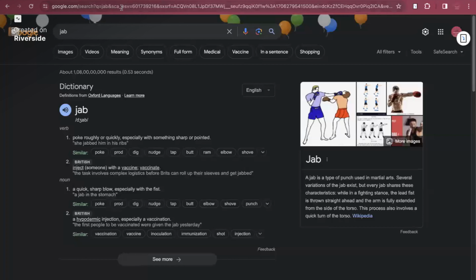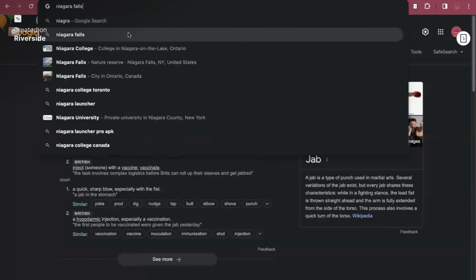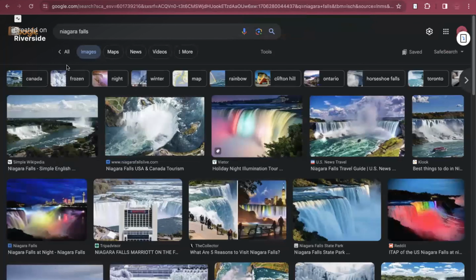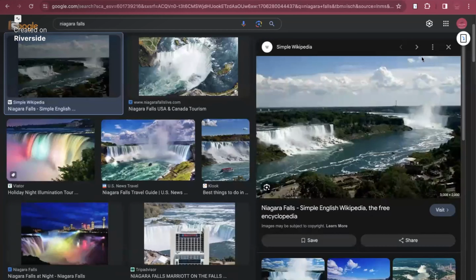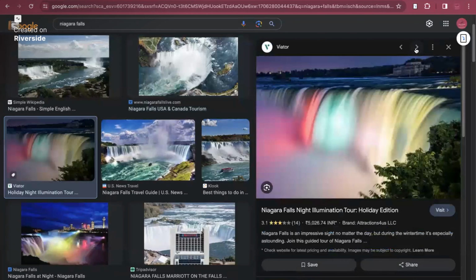Let's try to see how it looks. Niagara Falls is one of the world's biggest falls. Okay, this is how it looks. It looks very breathtaking. This is the aerial view.